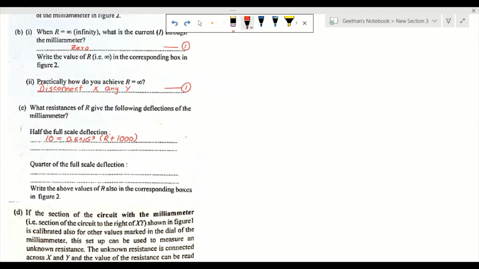So then you have to simplify, and you get the value of R. The value of R that you should be getting is 1000 ohms. It's 1000 ohms. So for getting this answer properly, you'll get 1 mark.